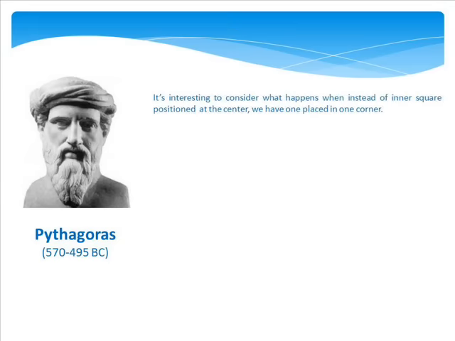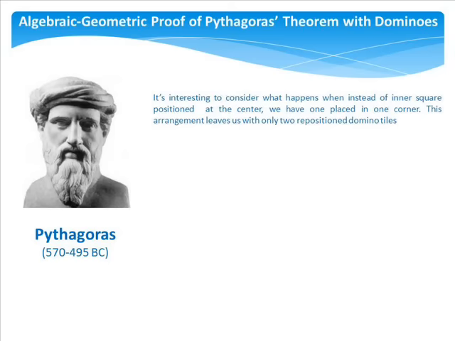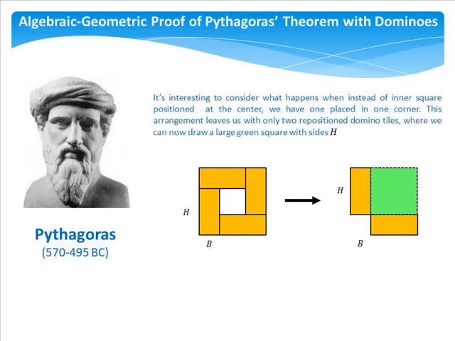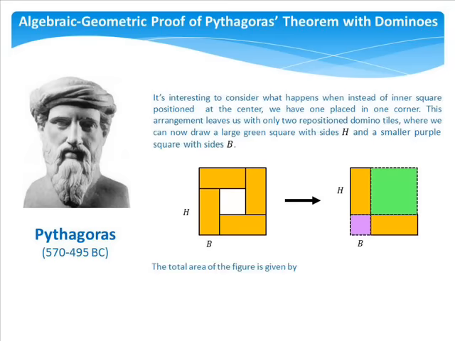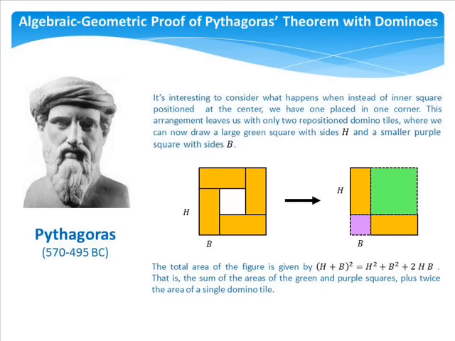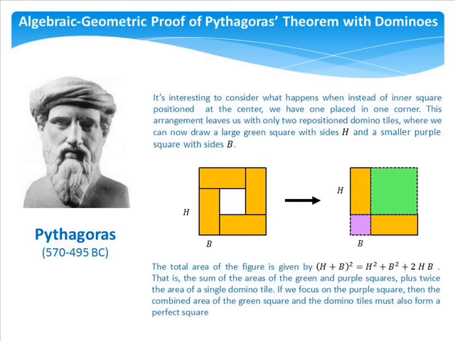It's interesting to consider what happens when instead of an inner square positioned at the center, we have one placed in one corner. This arrangement leaves us with only 2 repositioned domino tiles, where we can now draw a large green square with sides h and a smaller purple square with sides b. The total area of the figure is given by the square of h plus b equals h squared plus b squared plus 2 times h times b. That is, the sum of the areas of the green and purple squares plus twice the area of a single domino tile. If we focus on the purple square, then the combined area of the green square and the domino tiles must also form a perfect square.